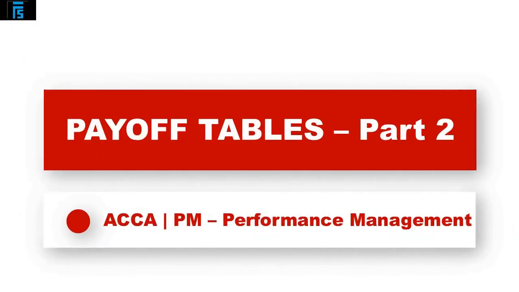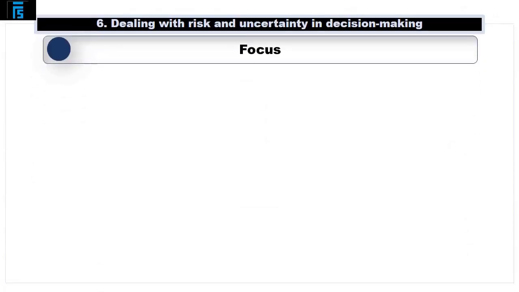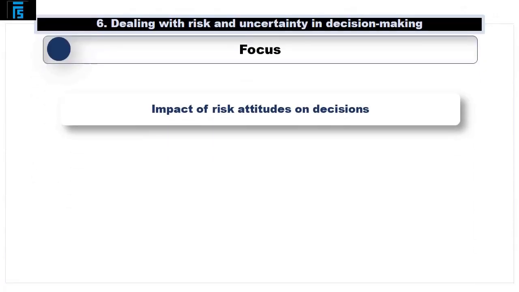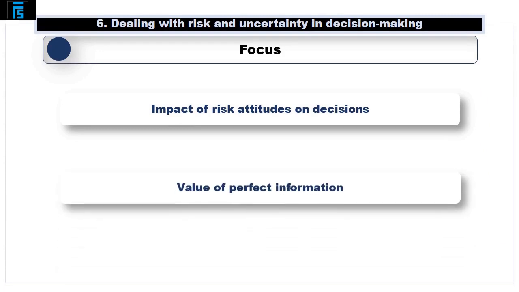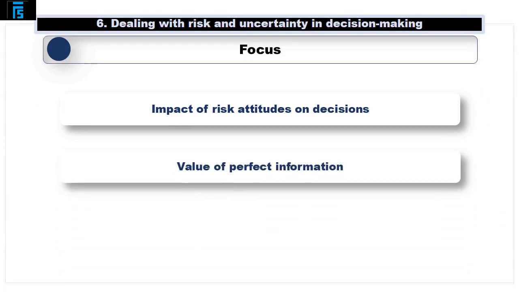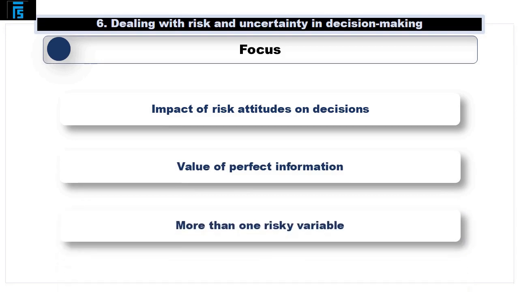Welcome back. This is the second video considering the use of payoff tables and how they can help us to make decisions when faced with risk. In this video, we'll consider the impact risk attitudes have on our decisions, the value of additional information that's guaranteed to be correct, known as perfect information, and decision making with more than one risky variable.